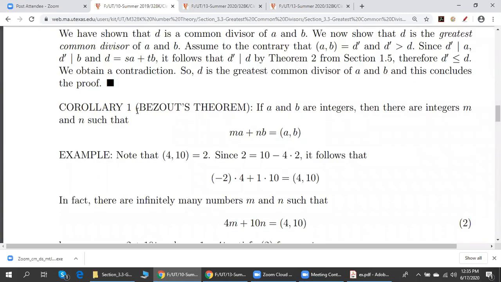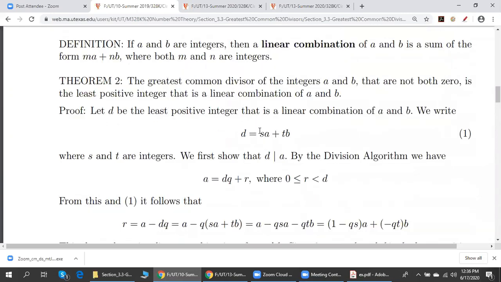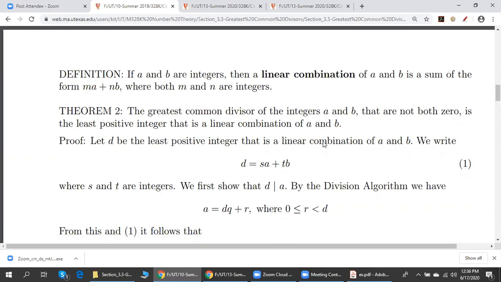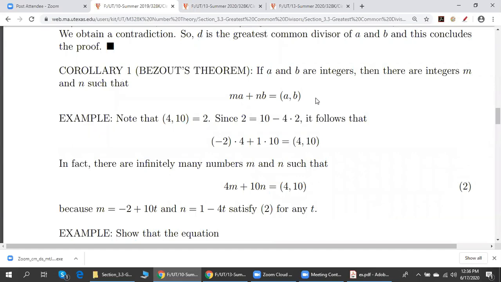Next, Corollary 1, Divisor theorem. If a and b are integers, then there are integers m and n such that the greatest common divisor is ma plus nb. Corollary 1 immediately follows from Theorem 2, because Theorem 2 says that the greatest common divisor is a linear combination of a and b. It's exactly what is written here. The greatest common divisor is a linear combination of a and b.